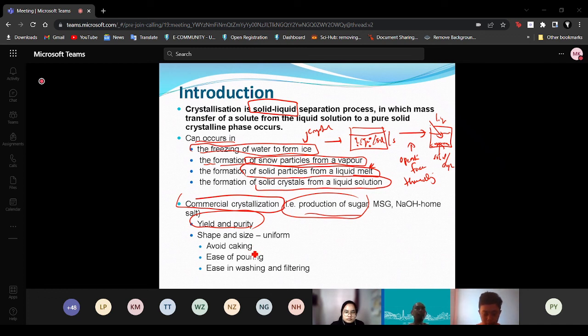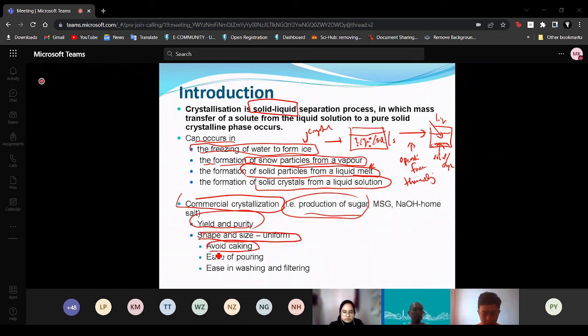For example, from 1 liters of liquid, how much that you can get crystal, 500 gram, 200 gram, so that is the yield. And purity, so purity meaning that the crystal that you obtain is 99.9% high purity, or is 80% only, some contamination in it. It depends.